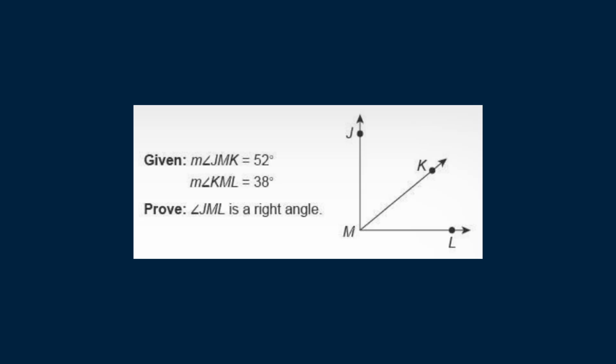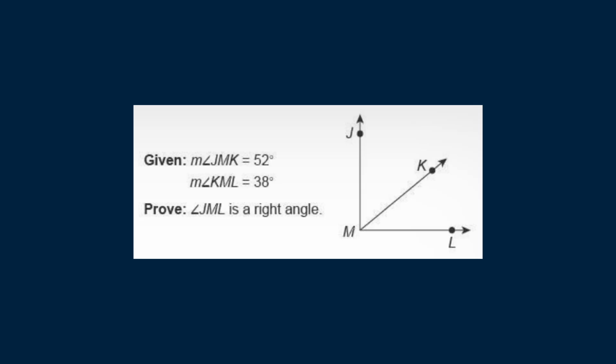So we have this problem. We need to prove that JML is a right angle. And we see that the measure of angle JMK is 52 and the measure of angle KML is 38. So how will we start to answer this question? I'll give you a moment to pause.